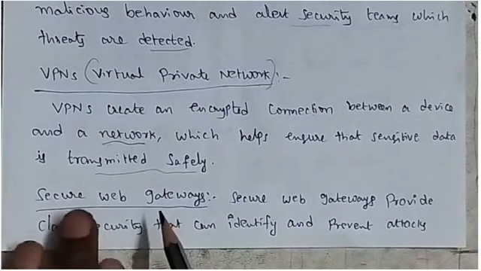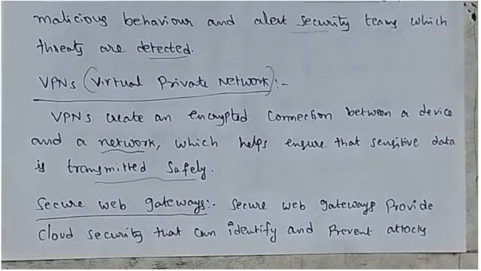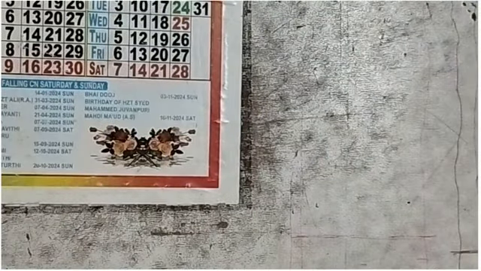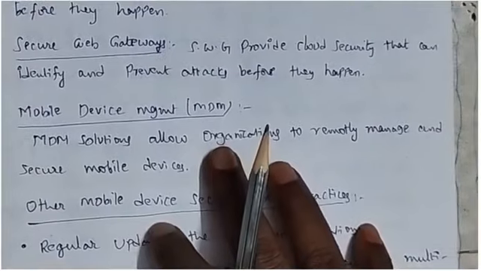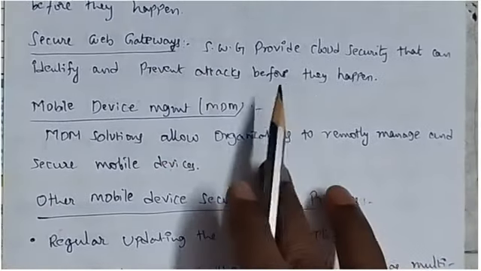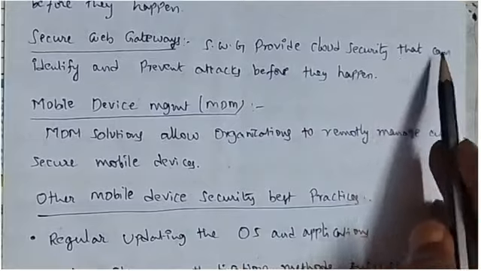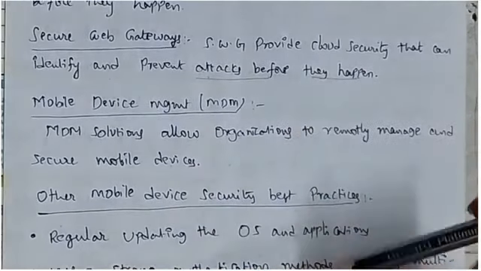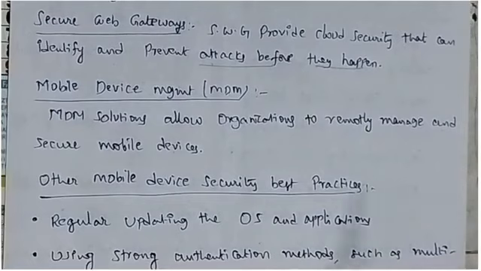The next one is secure web gateways. What is the meaning of secure web gateways? It provides cloud security that can identify and prevent the attacks before they happen. Here the gateways detect the attackers beforehand.